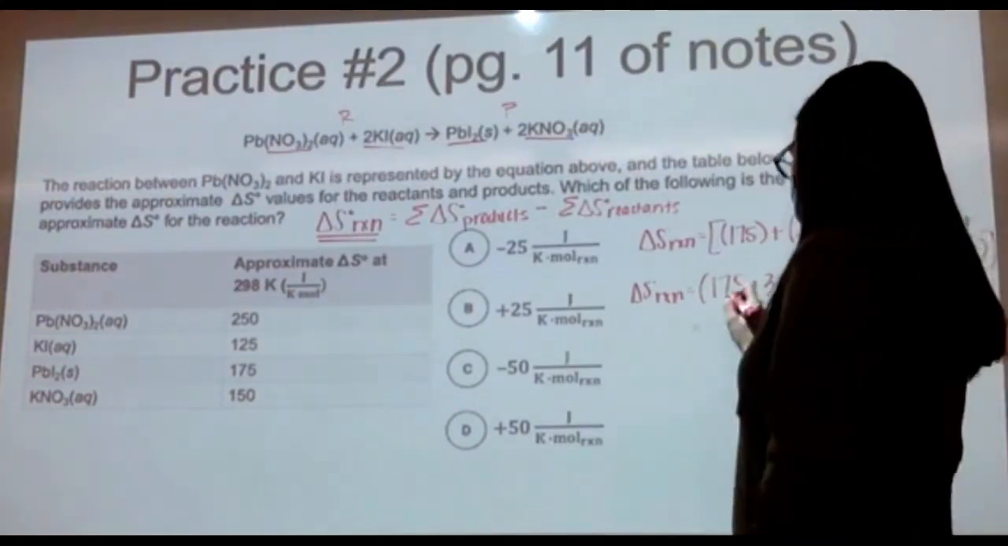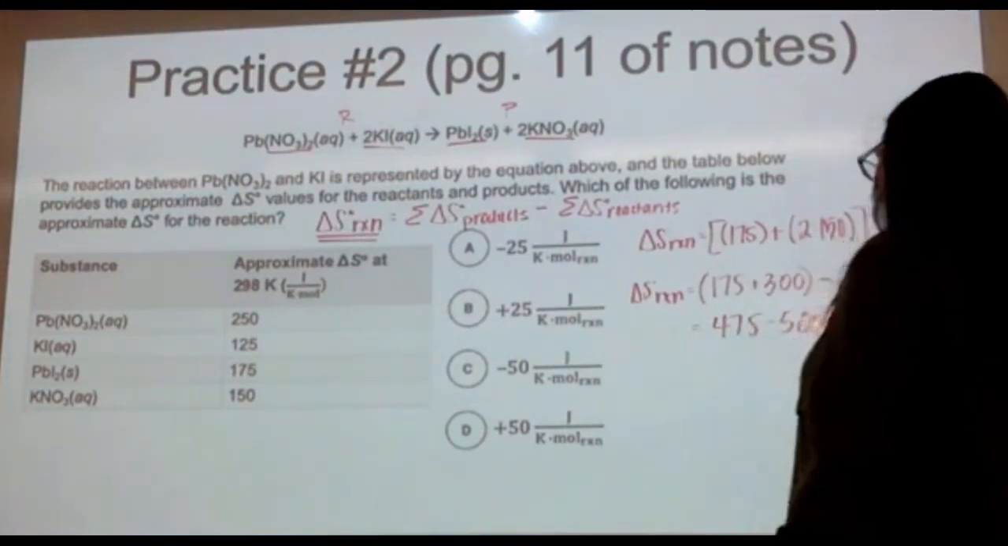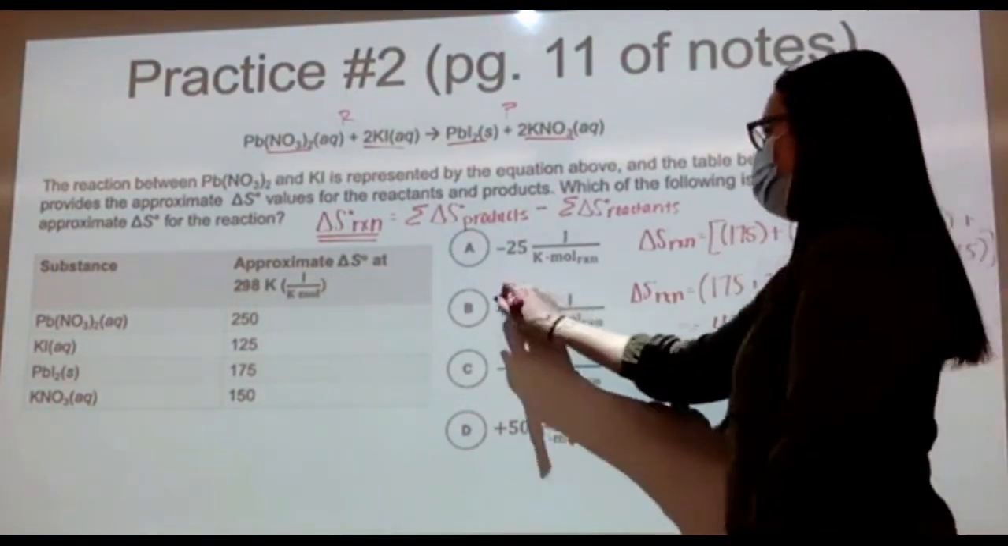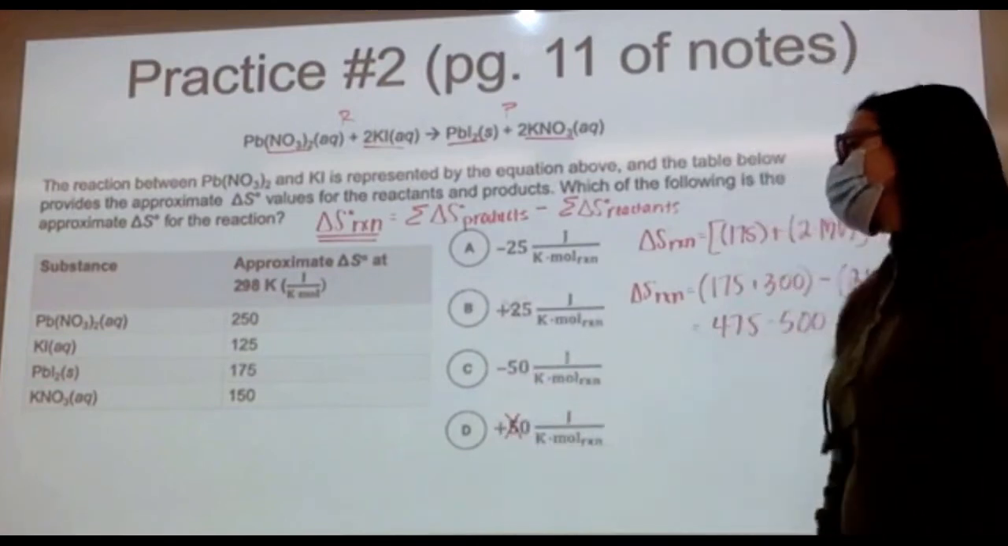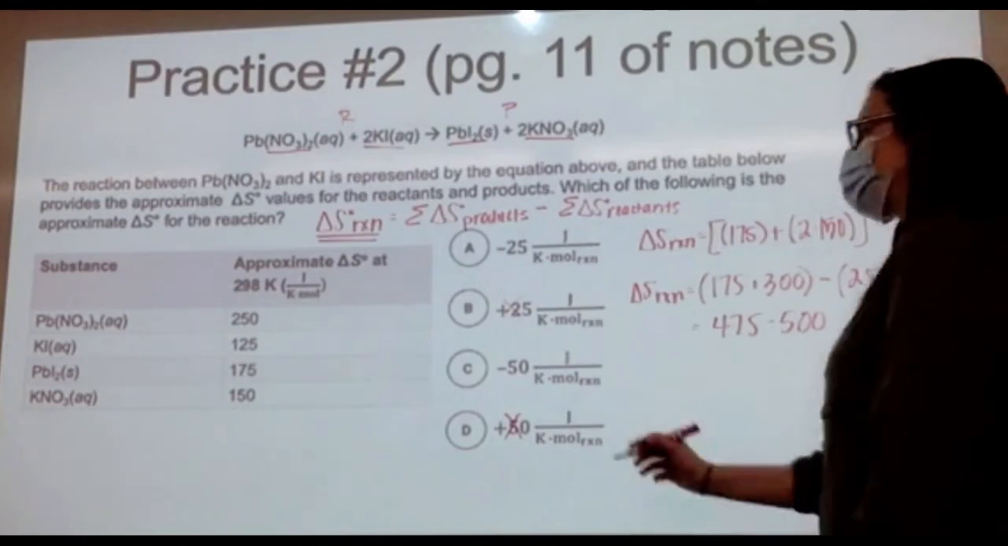And then if I look at the rest of this, so 175 plus 300 is 475 minus 500. So you can do it without a calculator. 475 minus 500. So I see it's going to be negative. And then it's just actually doing that subtraction. Gives us negative 25.